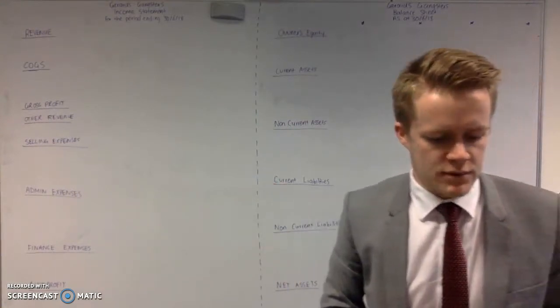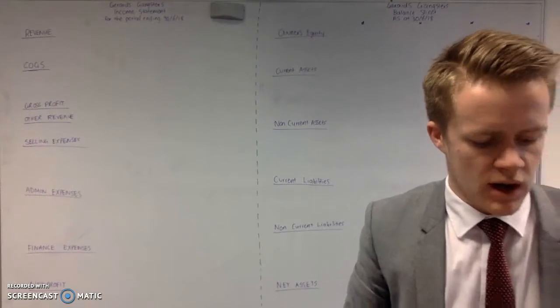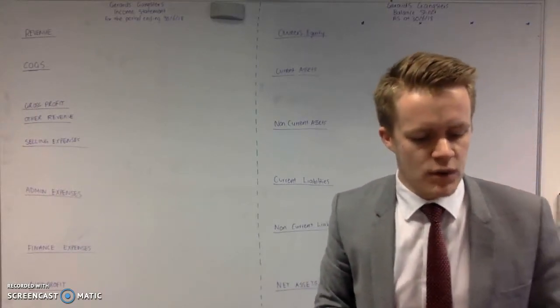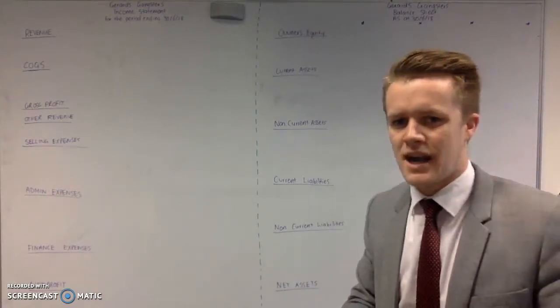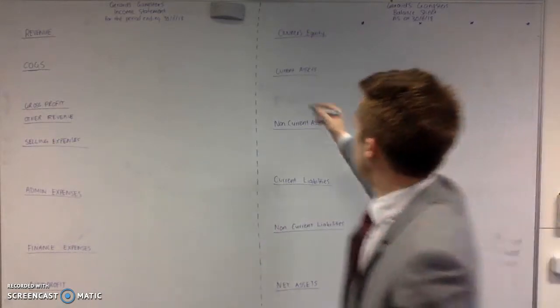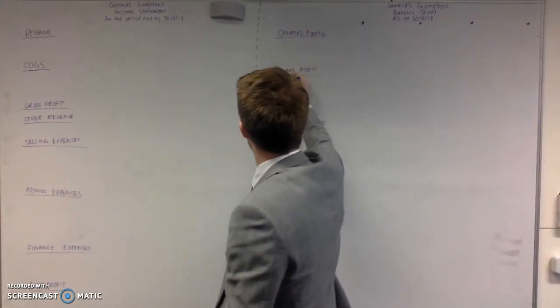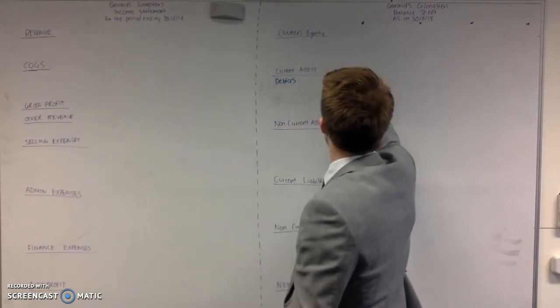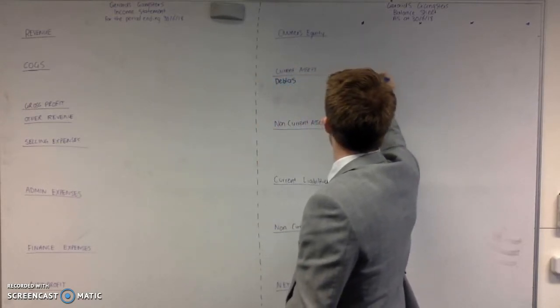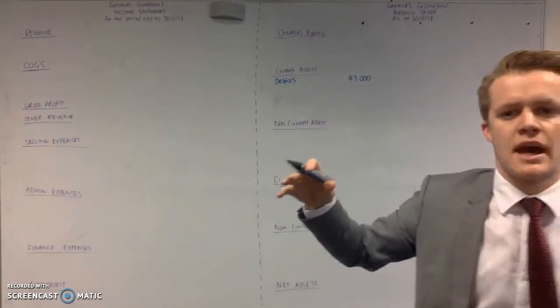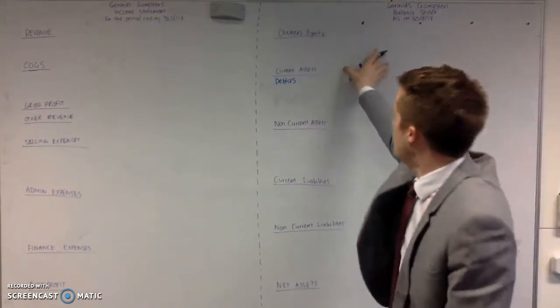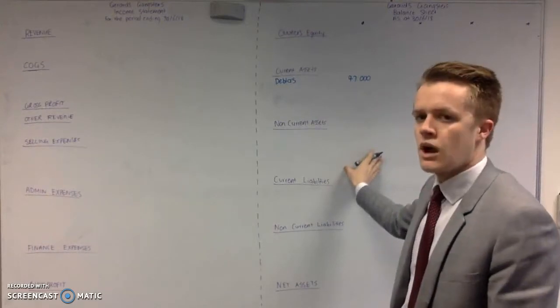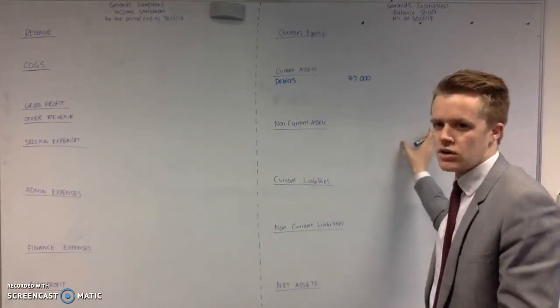Okay, so we'll start things off. Debtors is the first account for $47,000. Debtors is a current asset, $47,000. Debtors is one of those special accounts in the balance sheet that goes into the first column. Most of them will start in the second column.